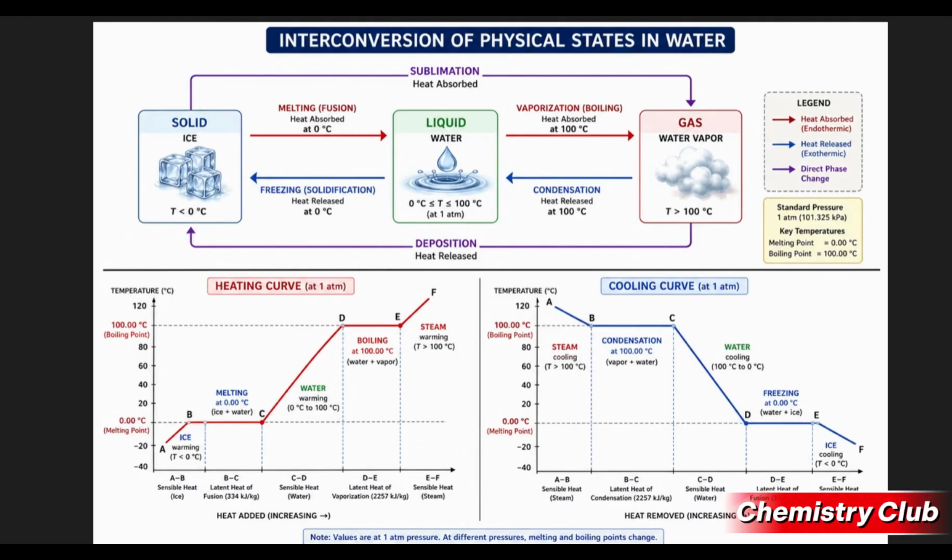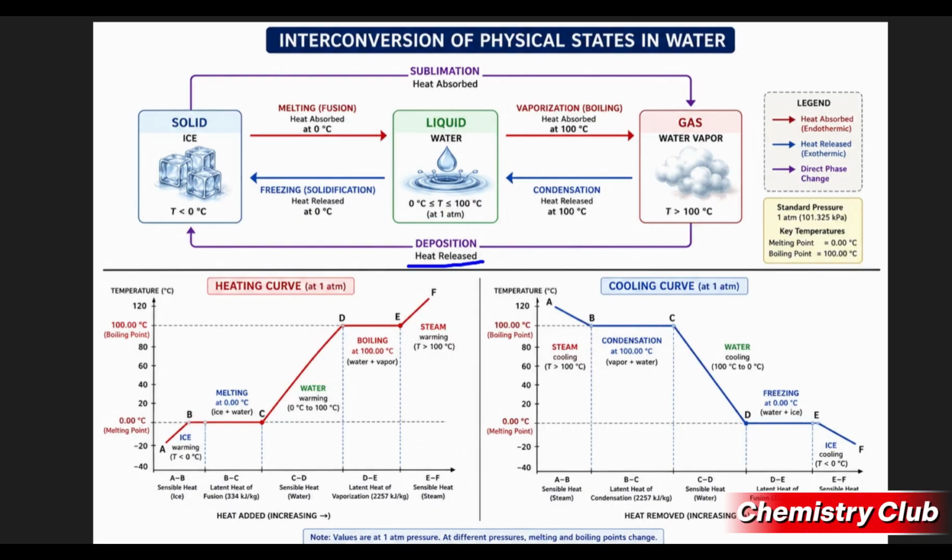And in the gas form, water vapors can be converted into liquid. This process is called condensation, and this liquid water can be frozen to produce the solid state, and this is called solidification. And these two processes, which are shown here with blue arrows, happen with the heat released, and vapors can be converted directly into solid, and this process is called deposition, and heat is again released in this process.